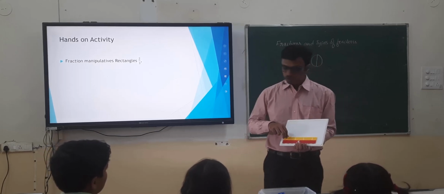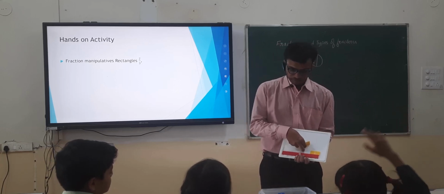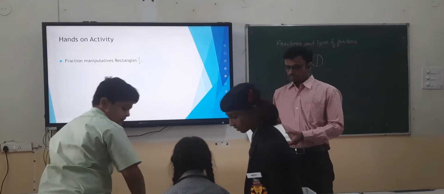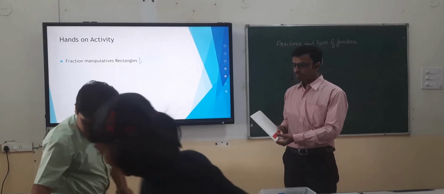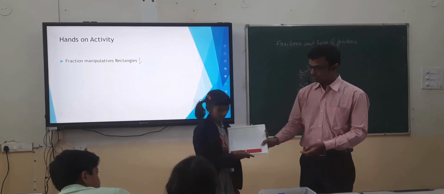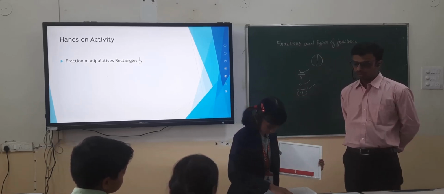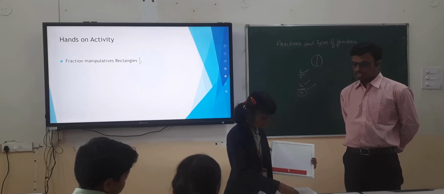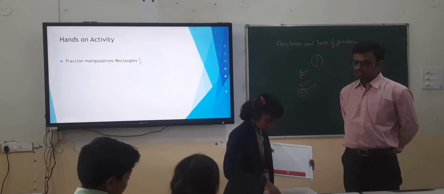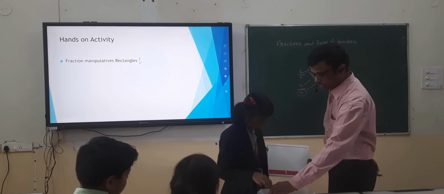Same way, can you show me 2 by 3 now? Anyone who will show? Okay, come. Hold this one and show 2 by 3. First, what do you have to do? Divide the whole into 3 equal parts. For that, you have to take 3 parts and place them on the whole.